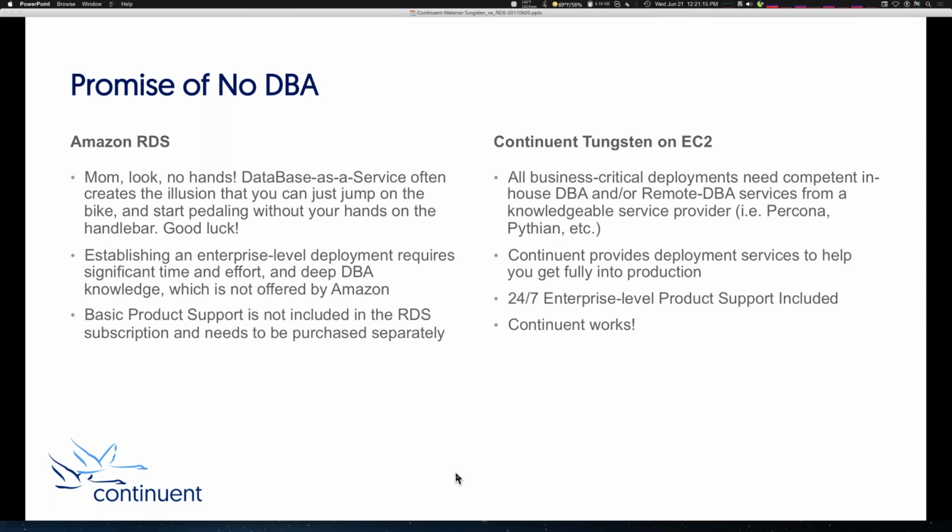So let's look at the model that Continuent Tungsten offers. Well, we know for a fact that you need DBAs. If you're going to run an enterprise environment, you have to have staff at least part-time dedicated to this thing, or it's just going to get unhealthy over time. So we know that you're going to need either in-house staff or you're going to need to hire some outside talent to make all of that happen.